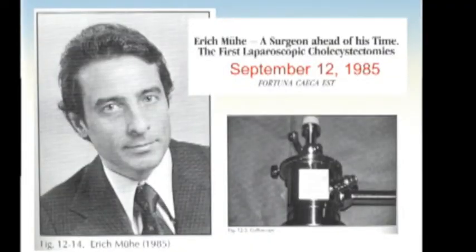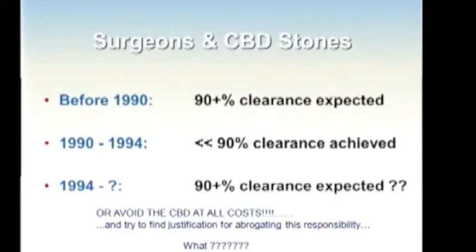As we all know, Mouret did perform the first laparoscopic cholecystectomy in 85 through what he called the galloscope. A lot different than how we do it now, but when you think about the single incision stuff, maybe Mouret was onto something back in those days.